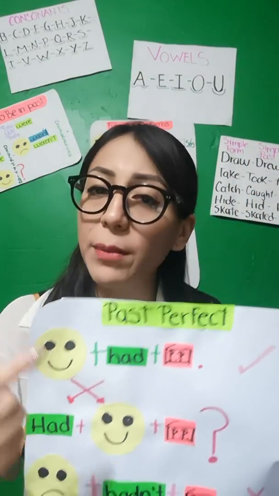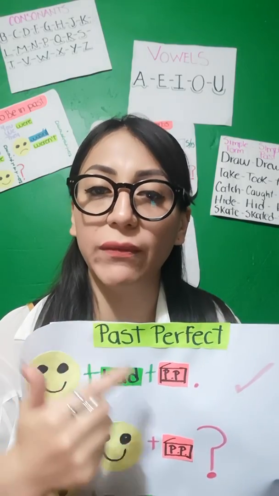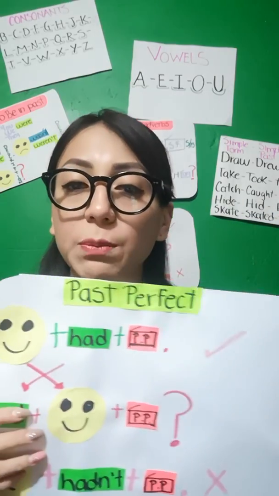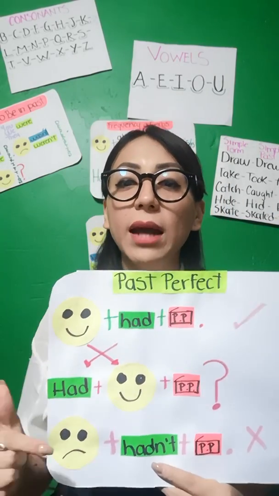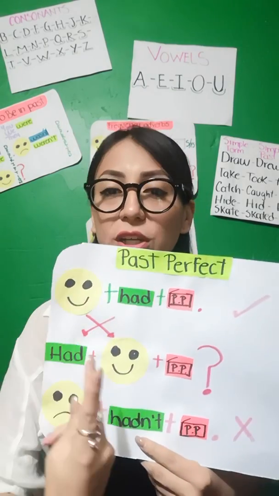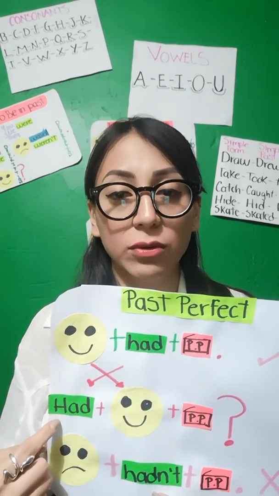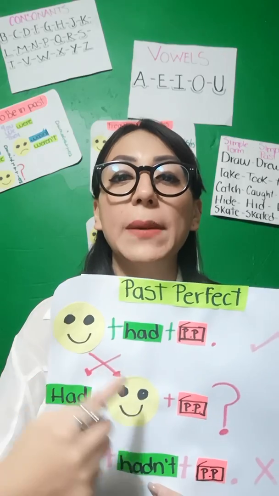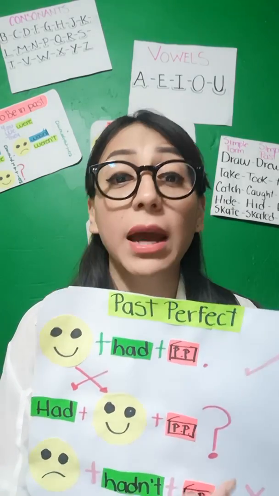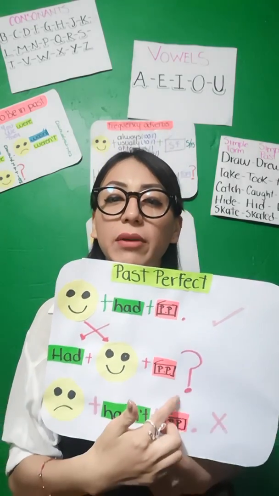According to this, one more time. Affirmative: subject, auxiliary had for past perfect, and my verb in PP form. Remember, PP form is past participle. What happens, guys, if I want to make a question? Same situation, guys. We have to switch. So we have to use first my auxiliary, that is had, plus my subject, plus my verb in PP form. And at the end of my question, a question mark. Exactly. Very good, guys.